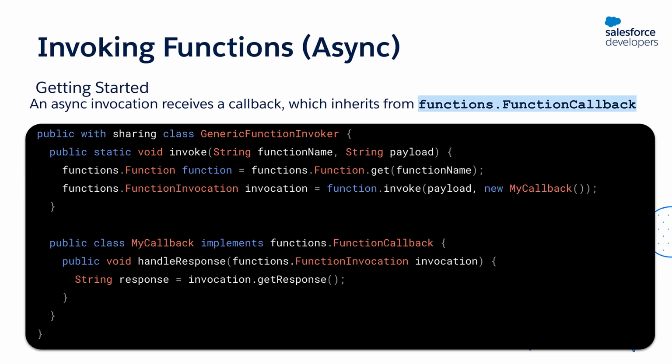An asynchronous invocation is going to be very similar. You will need to get the function reference, and the function invocation will receive a new callback as a second parameter of the invocation. A callback in this case is going to be a class that implements the functions.FunctionCallback interface, and you will need to implement the handleResponse method. The handleResponse method receives an instance of the function invocation, and in this method is where you are going to handle the logic of the invocation.